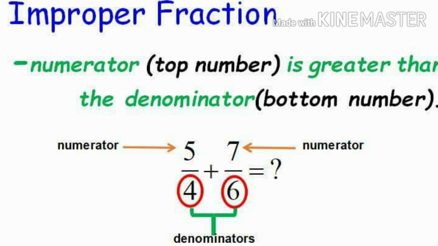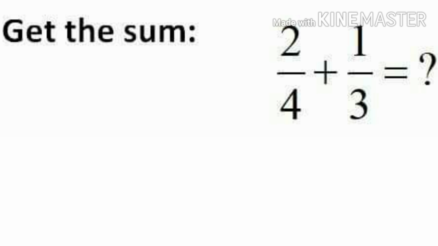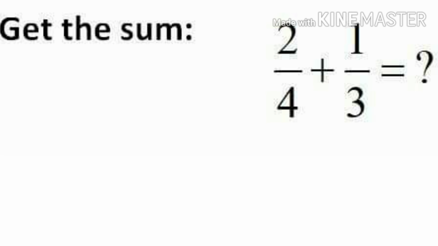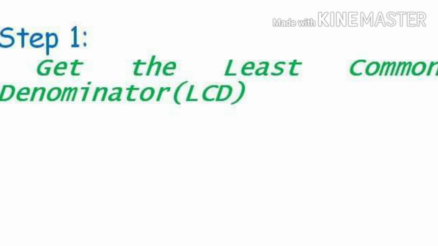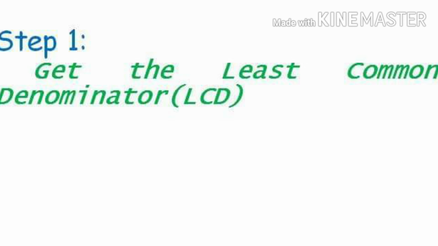Now that we have those terms in mind, let us now proceed and try to add these dissimilar fractions. So on your screen, you have there 2/4 and 1/3. Let us go ahead and add these two fractions. So what are the steps to take? So let's go with the first one. The first one is for us to look for the least common denominator. So again, look for the common denominator of our numbers 4 and 3.